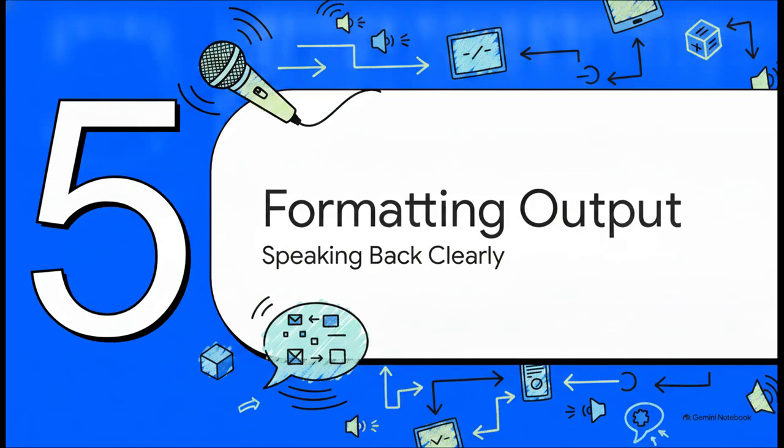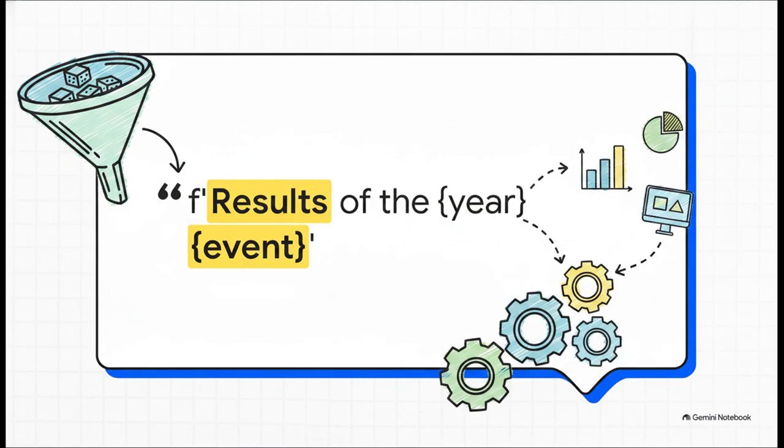Okay, so once our program has listened and processed the data, it's time to communicate. Part 5, formatting and displaying output, speaking back clearly. I like to think of F-strings kind of like a digital fill-in-the-blank game. By just prefixing a string with the letter F, we can drop our variables directly inside curly braces to build dynamic sentences on the fly. For instance, if our program knows the year is 2016 and the event is a referendum, it seamlessly stitches them together right inside those braces. It's incredibly powerful for generating customized, human-readable responses.